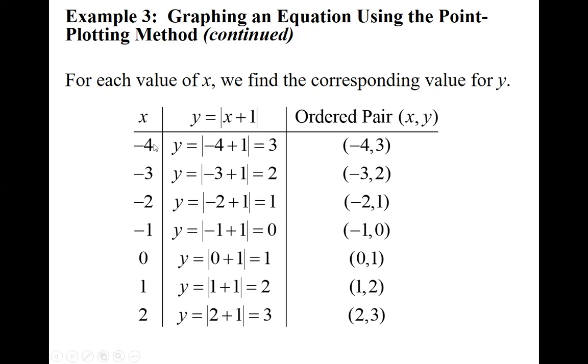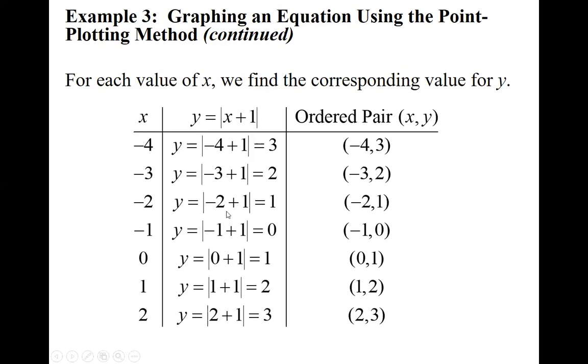So you can see when we plug -4 in for x, we get -4 plus 1 or -3 inside the absolute value. The absolute value of -3 is +3. So -4, 3 is a point on the graph because -4, 3 is an ordered pair that makes a true statement when it gets plugged in to the equation. If we plug -3 in, -3 plus 1 is -2. The absolute value of -2 is +2. So -3, +2, that's a point on the graph.